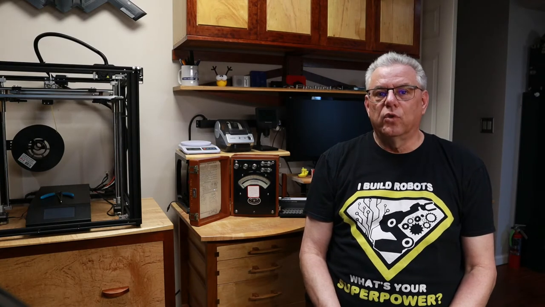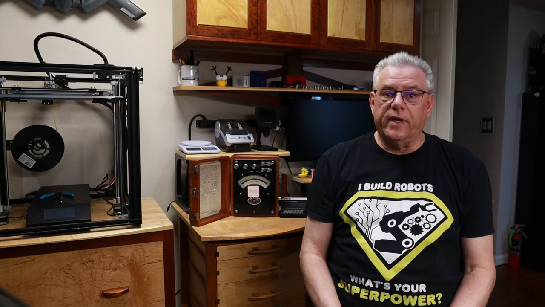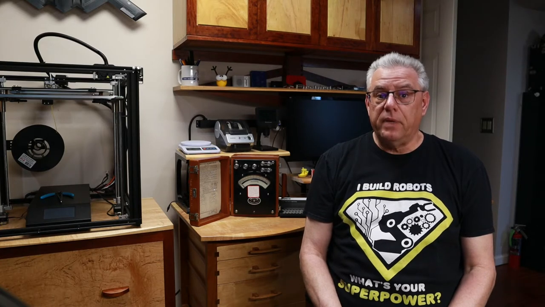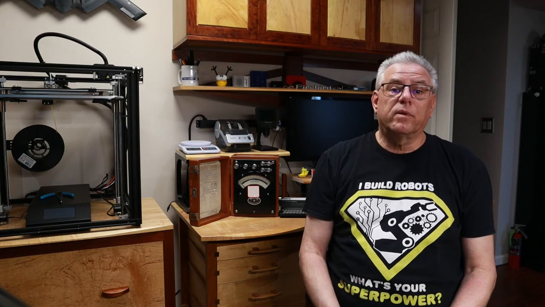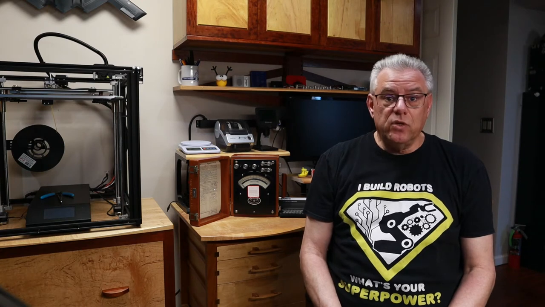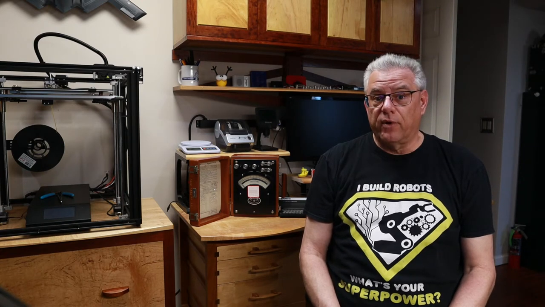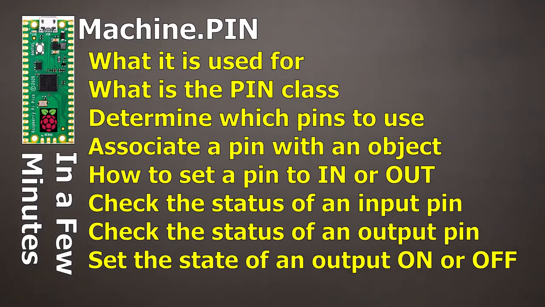Today we're going to take a look at the machine library and specifically its PIN class. That's most probably going to be the most commonly used class in the entire library. What we're going to focus on is opening up that library, or loading it, importing it, etc., and then establishing a PIN for input and a PIN for output, and then how we set the value of that, being on or off, or query the value of that PIN, being on or off.